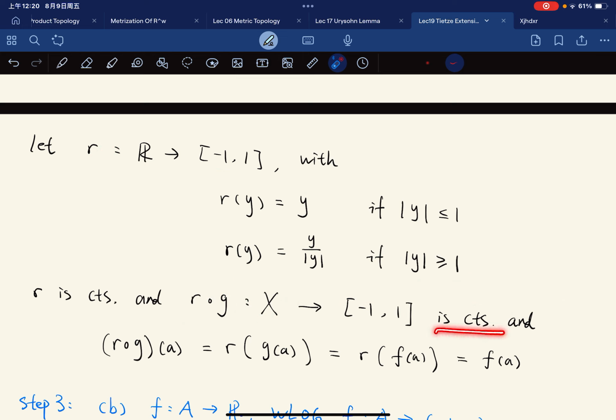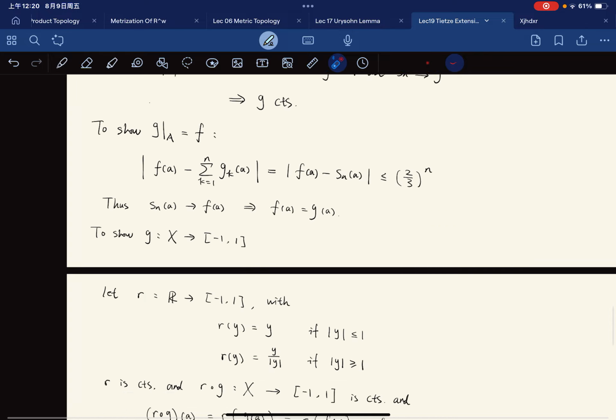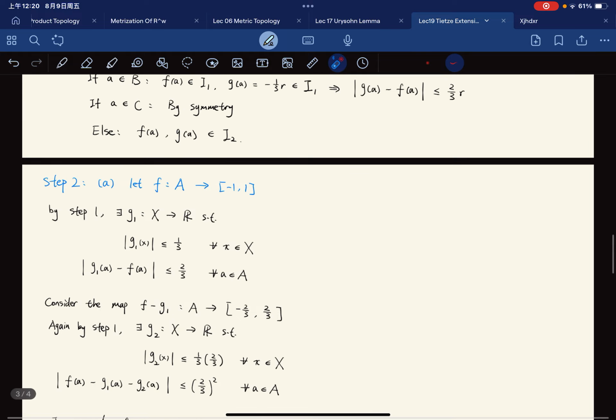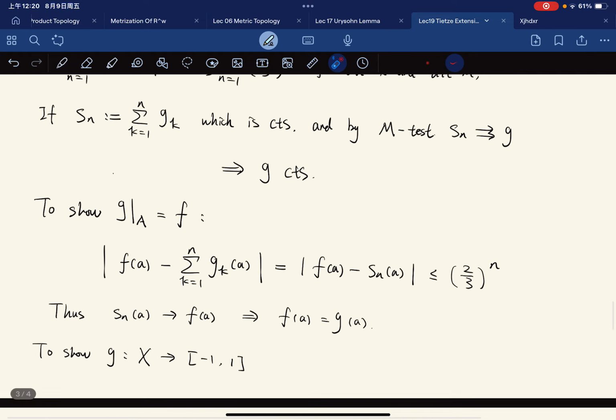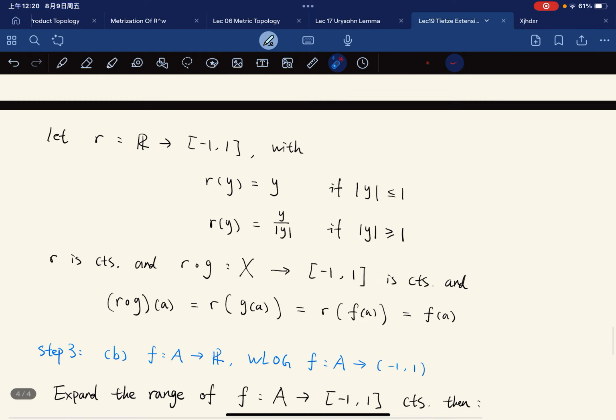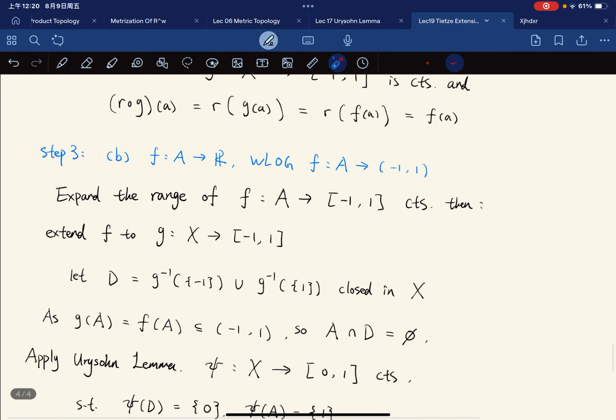It is a continuous function, and r of g of a is equal to g of a, and f of a coincides. And remember, for f of a, we don't have to scale it, because we already have that in between. So this is part 8, the first half of the proof. We're already done, right? And the second half is not that long.